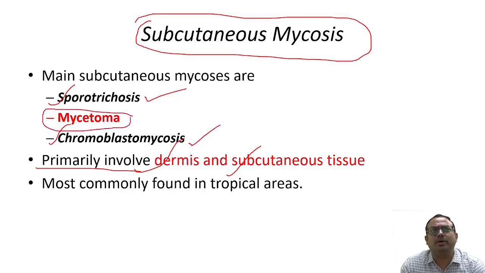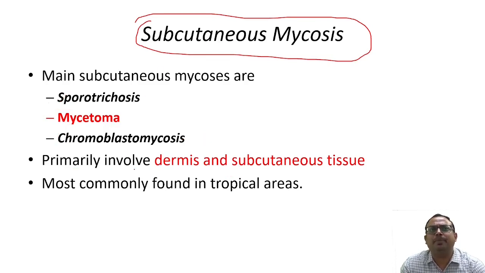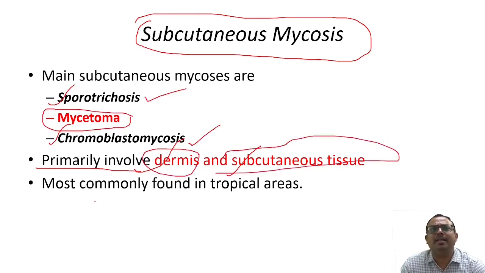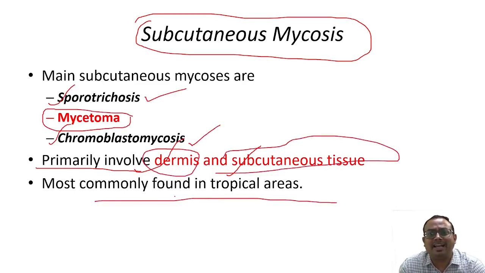Today we are discussing mycetoma, which comes under subcutaneous mycosis. Subcutaneous means it primarily involves the dermis and subcutaneous tissue. So the pathology is of the dermis and subcutaneous tissue, and other clinical conditions with subcutaneous mycosis are sporotrichiosis, another important topic, and chromoblastomycosis. At the same time, it is a neglected tropical disease. It is one of the neglected tropical diseases.